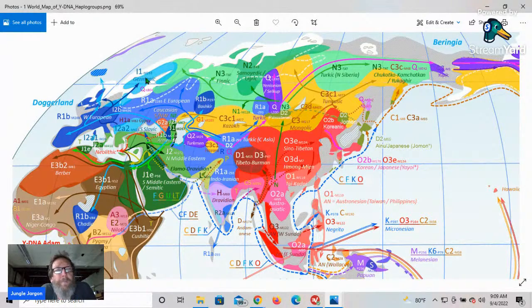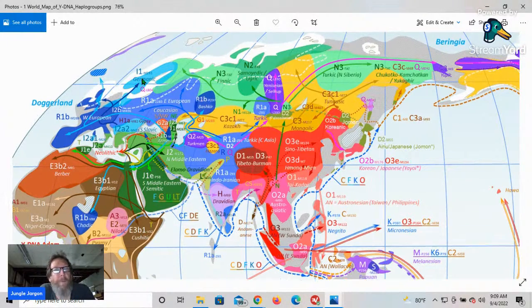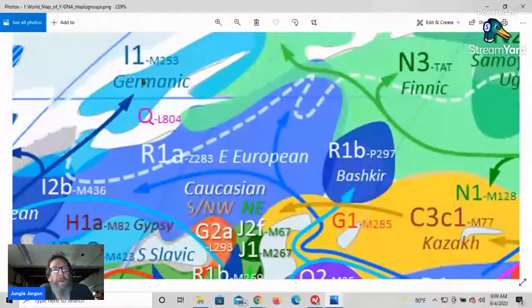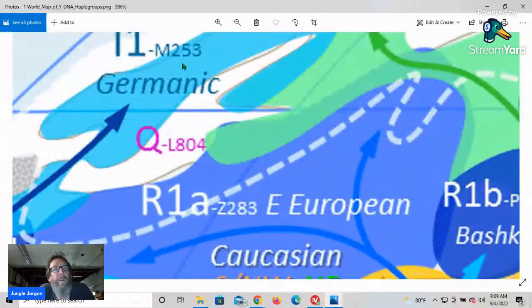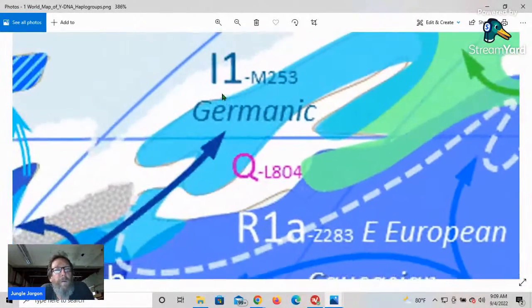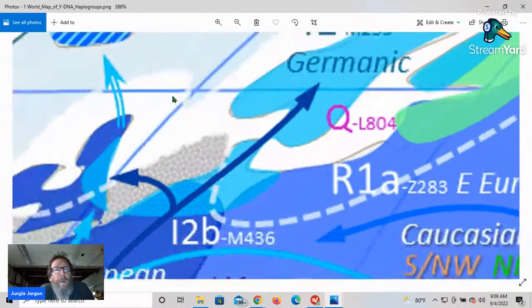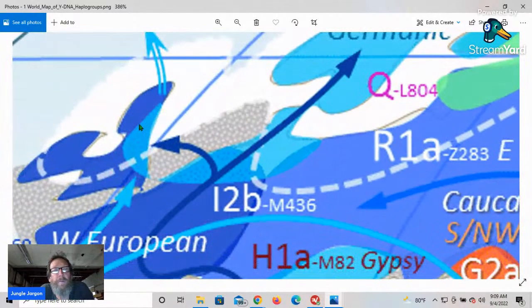And my paternal Y chromosome is I1 M253. I can trace my ancestors to Edinburgh, Scotland.